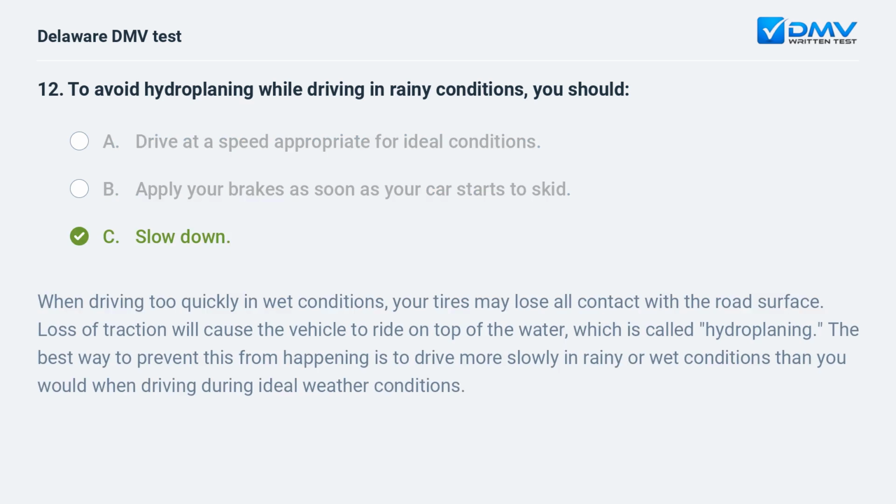C. Slow down. When driving too quickly in wet conditions, your tires may lose all contact with the road surface. Loss of traction will cause the vehicle to ride on top of the water, which is called hydroplaning. The best way to prevent this from happening is to drive more slowly in rainy or wet conditions than you would when driving during ideal weather conditions.